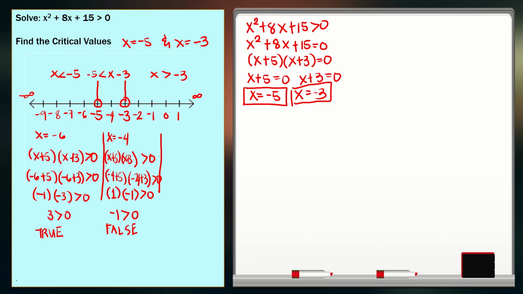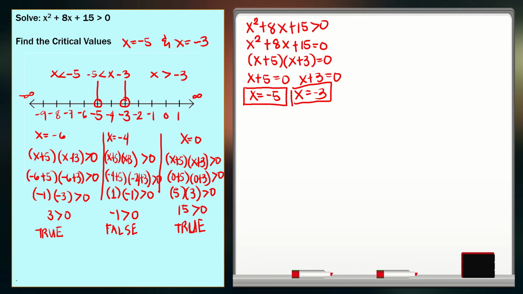And lastly, we're going to pick a number that is greater than negative 3. Let's say we're going to use 0, so x is equal to 0. We plug this in again to our factors. We have x plus 5 multiplied by x plus 3 is greater than 0. So 0 plus 5 multiplied by 0 plus 3 is greater than 0. We simplify: this is 5 multiplied by 3 is greater than 0. 5 times 3 is 15, which is greater than 0. Meaning this is also true.